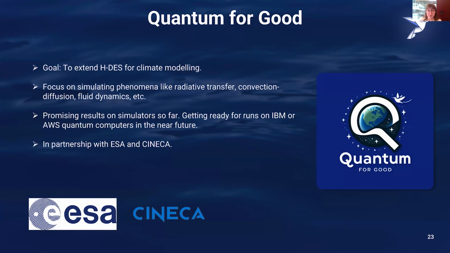And I'm lucky enough to be the leader of a project called Quantum for Good. And with this project, we focus on areas where we hope that HDES can have a more positive impact long term. More specifically, the current goal of Quantum for Good is to extend HDES for climate modeling. And this is an important point of focus in the simulation world because climate simulations are incredibly complex. They include virtually all kinds of physics in coupled systems, and they deal with an incredible range of physical scales and timescales.